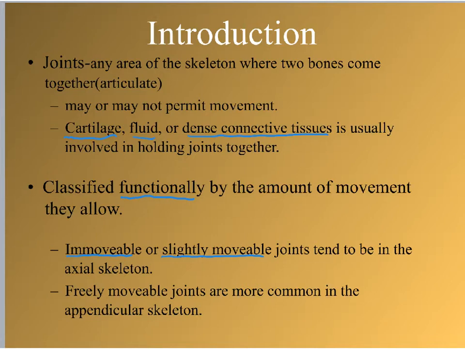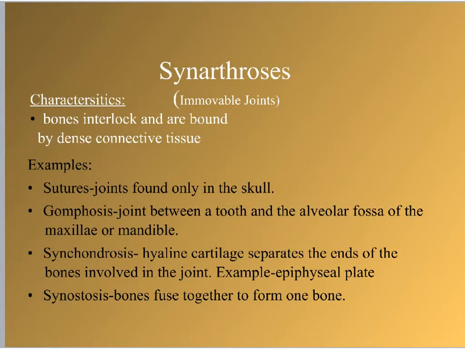And then the other way we classify joints is those that are freely movable. Those are more common in the appendicular skeleton, in your appendages, your arms, legs, hands, and feet, because we do want free movement there. Those are our appendages of mobility. That's how we get around. That's how we grasp things. So in that part of the skeleton, it makes sense to have those joints freely movable.